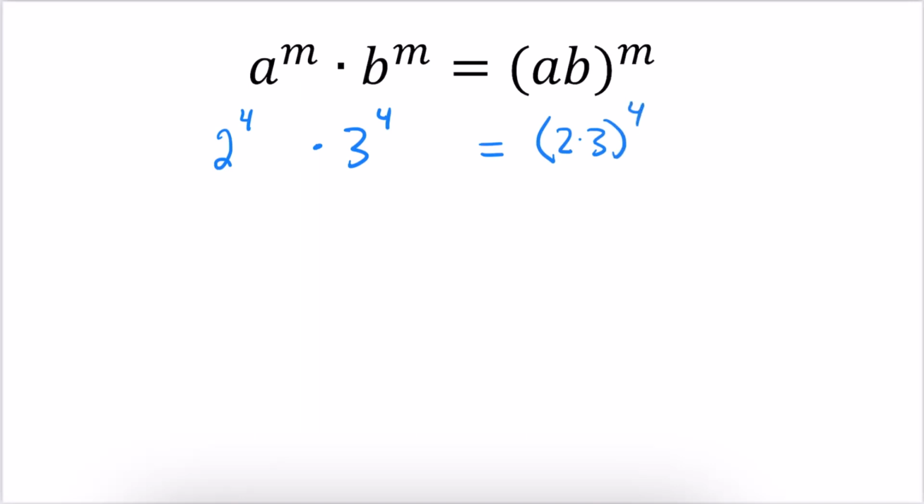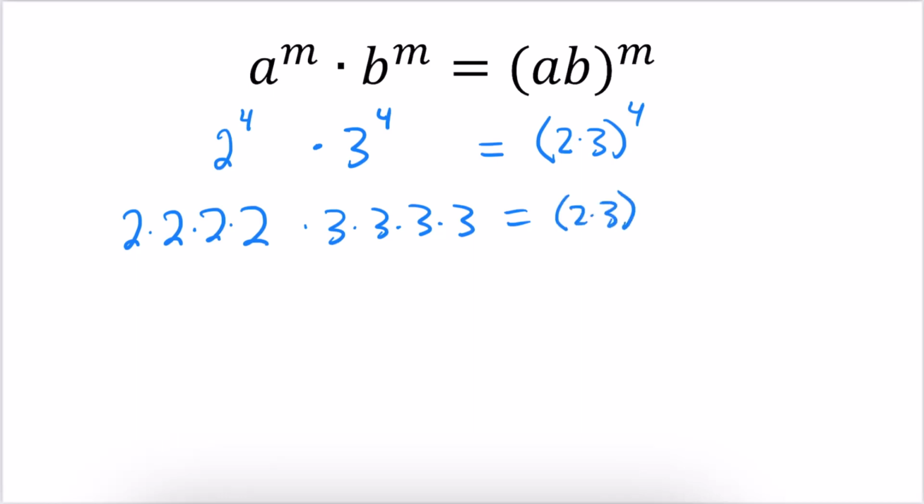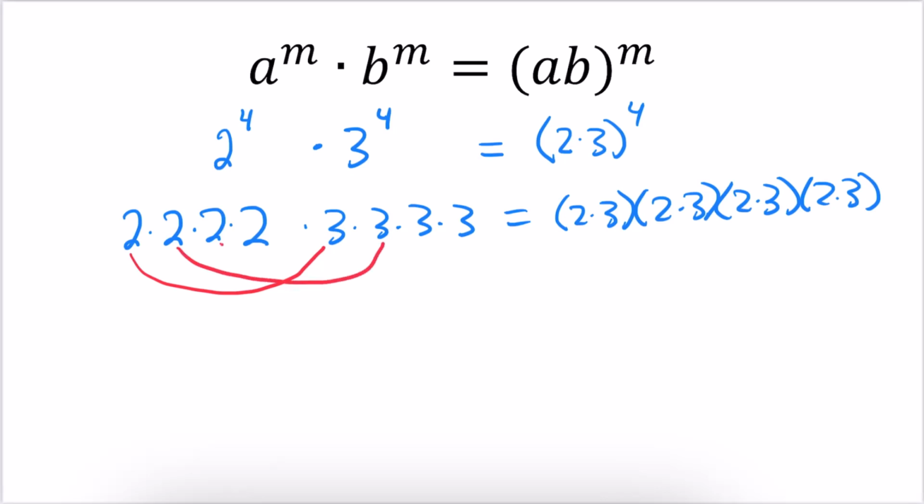And if we expand this out, we can see why this is true, because 2 to the fourth power is going to be 2 times 2 times 2, 4 times, and then 3 times itself 4 times as well. And this makes sense that this would equal 2 times 3 times itself 4 times, because that's basically just rearranging the multiplication. I'm going to rearrange the multiplication so that this 2 and 3 are multiplied together first, and this 2 and 3, and this 2 and 3, and this 2 and 3, and then those will all be multiplied together.